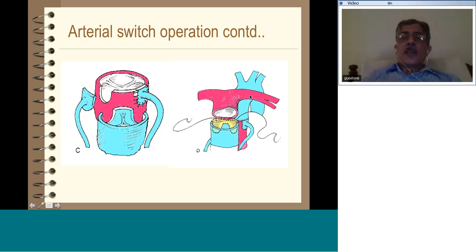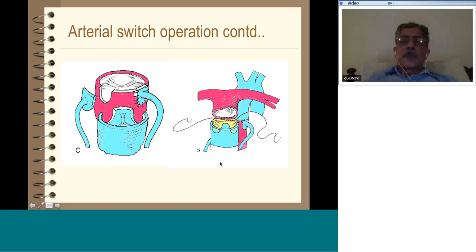So when you do a postoperative echo, you will not see the pulmonary artery bifurcation in its usual location. The ascending aorta goes behind the pulmonary artery bifurcation, and then the ascending aorta is sutured to the old pulmonary artery stump, which becomes a neo-aortic stump, and which now houses the coronary arteries.